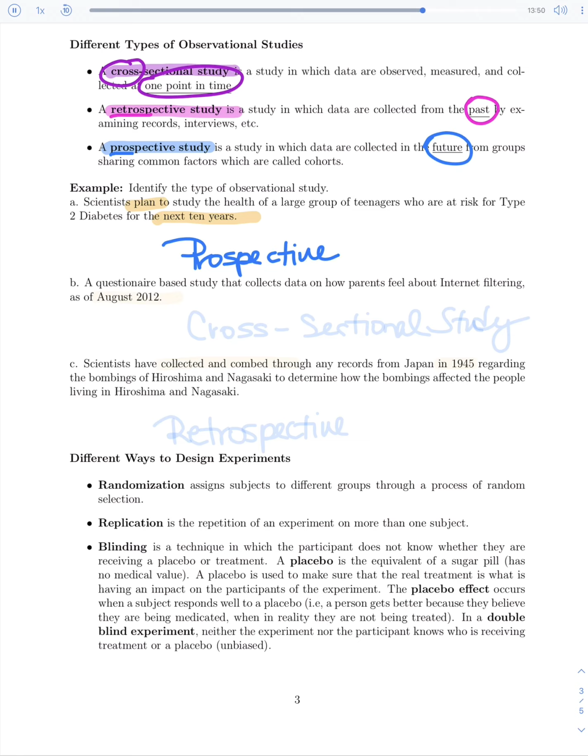In problem B, we have a questionnaire-based study that collects data on how parents feel about internet filtering as of August 2012. So this is a study about how parents feel at one specific moment in time in August 2012. Well, it's at one specific moment in time, so that's called our cross-sectional study.